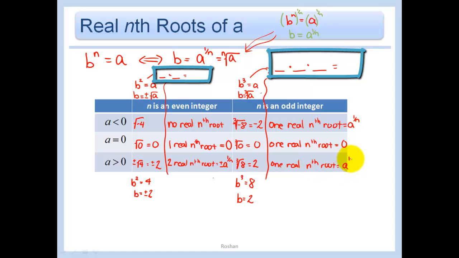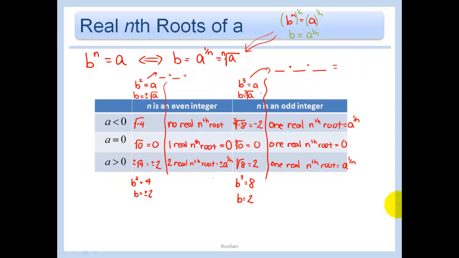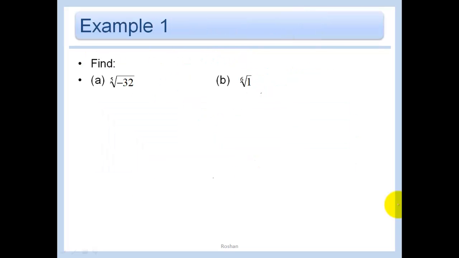namely just a to the 1 over n. I don't have the plus or minus deal when I'm solving. And again, this is just a presentation of it. Let's go and do some examples, and I think they'll make a lot of sense.